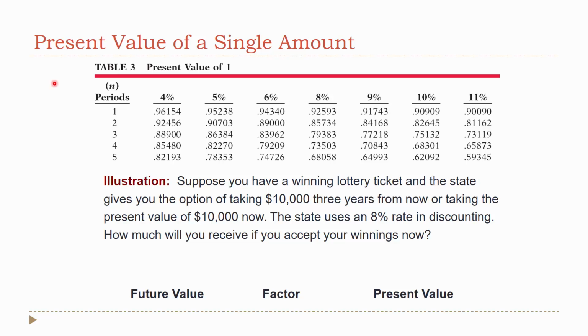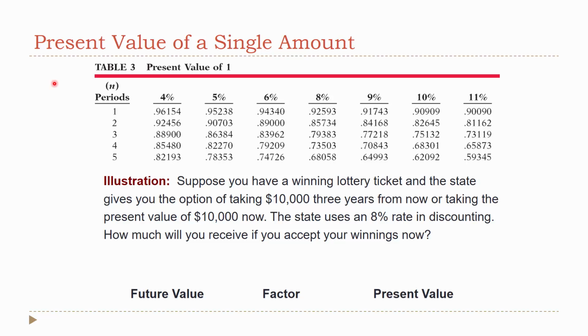Okay, here's another example. Suppose you have a winning lottery ticket, and the state gives you the option of taking $10,000 3 years from now, or taking the present value of $10,000 now. So which one do you want? The state uses an 8% rate in discounting. How much will we receive if we accept our winnings now?